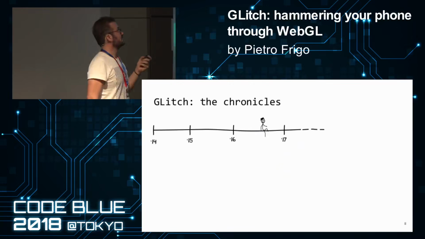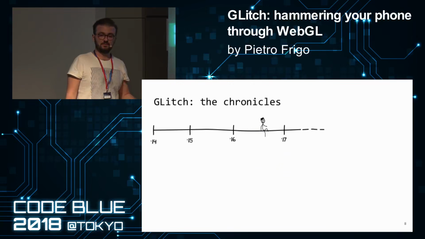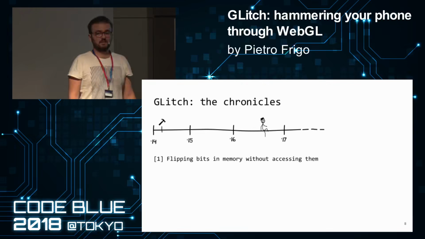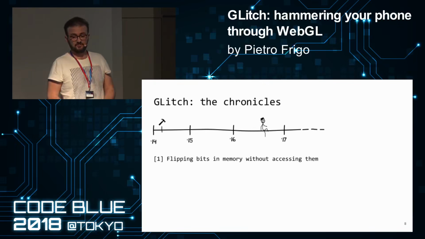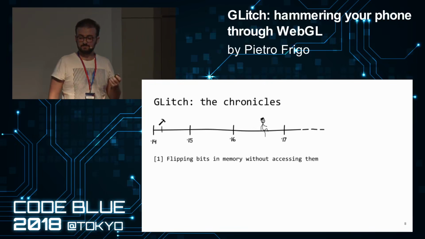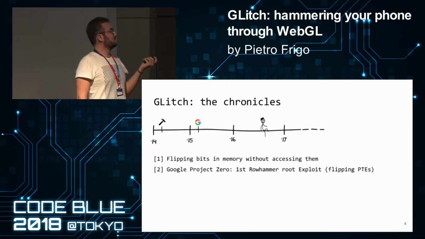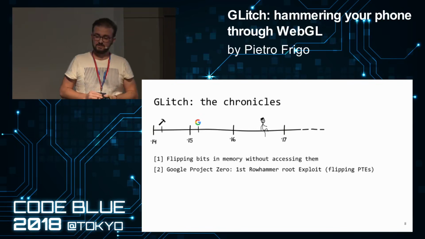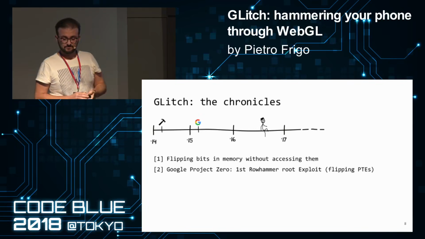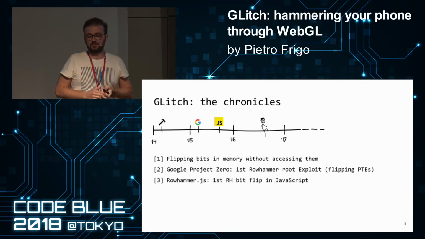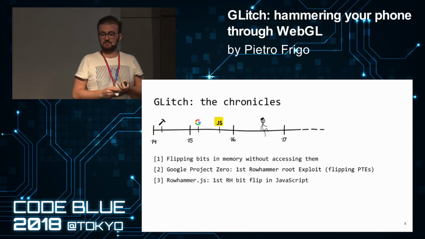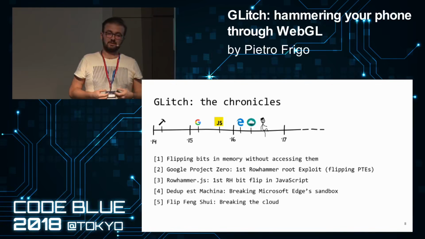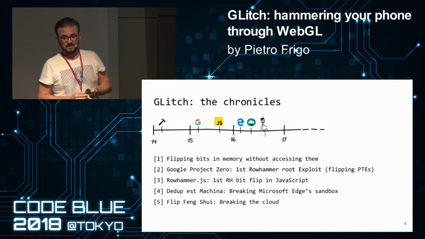So back to the timeline, I started studying the history of this bug, and it turns out it was quite recent. The first proof was in 2014. They showed that it was possible to flip bits in memory without accessing them. Then just one year later, Google Project Zero thought, okay, you can actually exploit this. It's not just a reliability issue. We can actually build a root exploit with this. And the same year, people showed that it was possible to trigger these bit flips from JavaScript. At the same time, also in our group, some people were working on that and on breaking the cloud, so compromising virtual machines in the cloud.